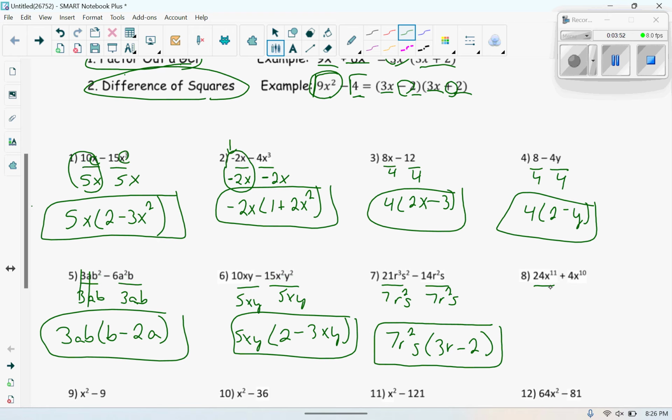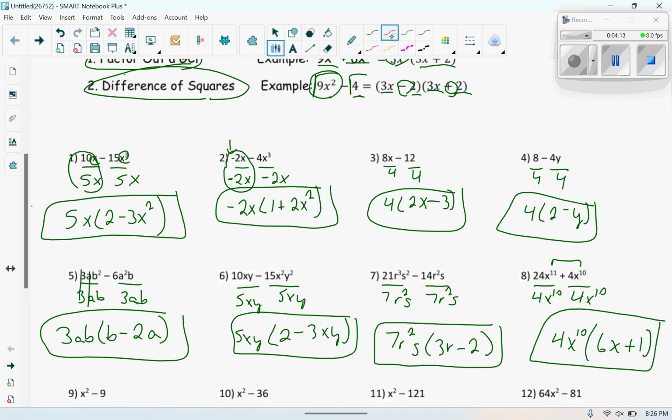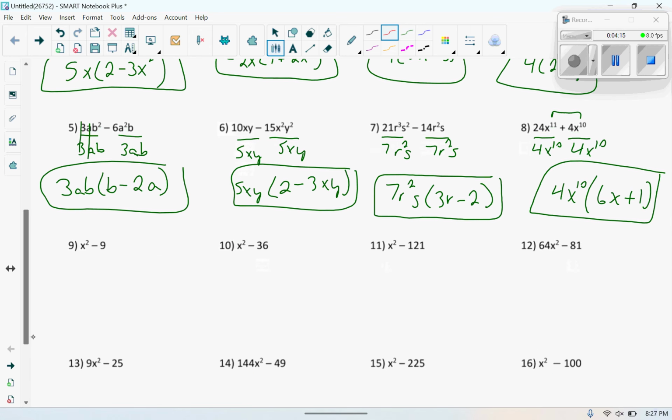Okay, this one looks really scary, but it's really not. I can factor out a 4, and then I'm just going to take the smallest of the exponents. So an x to the 10th. So 4x to the 10th is my GCF, and I'm left with a 6x plus 1 on the inside of the parentheses.